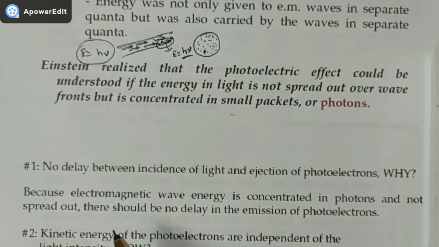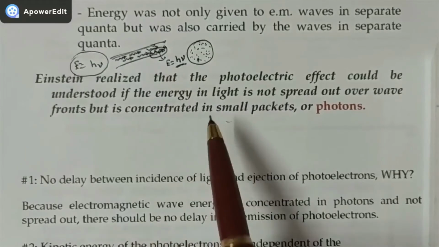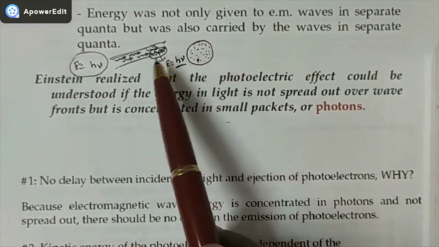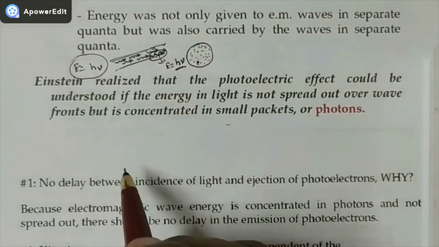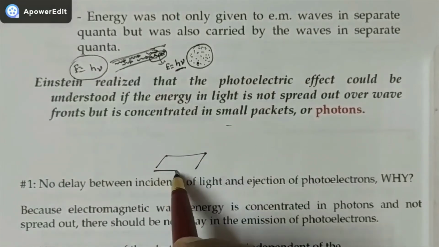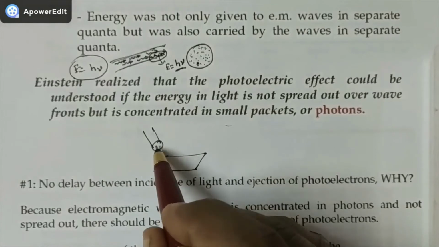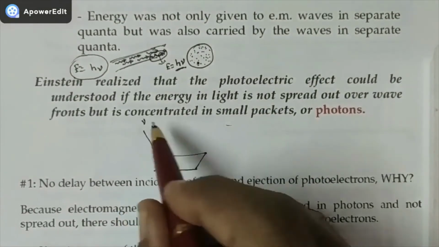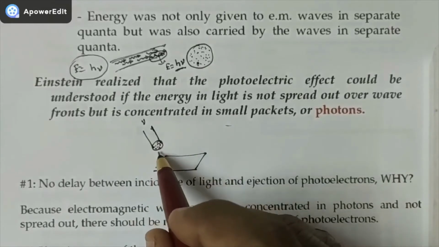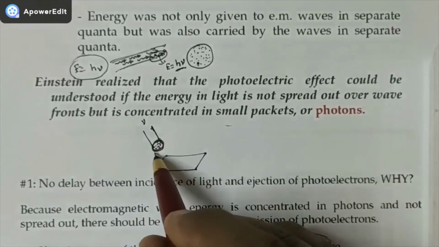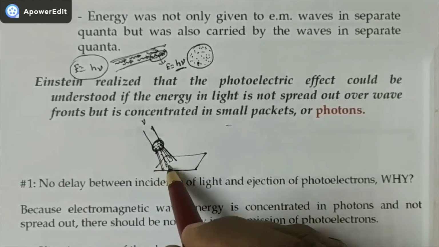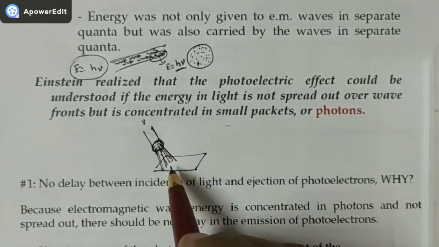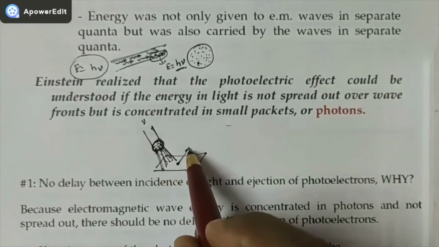So the energy is not concentrated on the wavefront, it is concentrated in each and every photon. So there should be no delay in the emission of the photoelectron. If I have a metallic surface and light is falling with a wavefront, and the energy of this light is distributed all over the wavefront as it comes over the metallic surface, then naturally there will be some time lag between the absorption of the energy and a particular electron coming out of the metal surface.